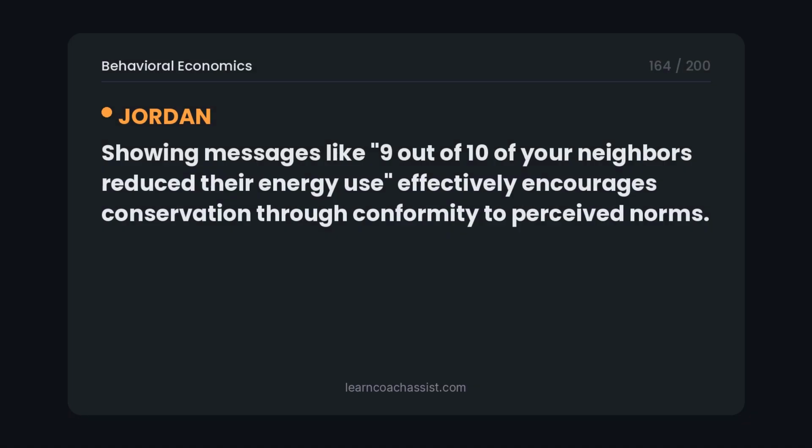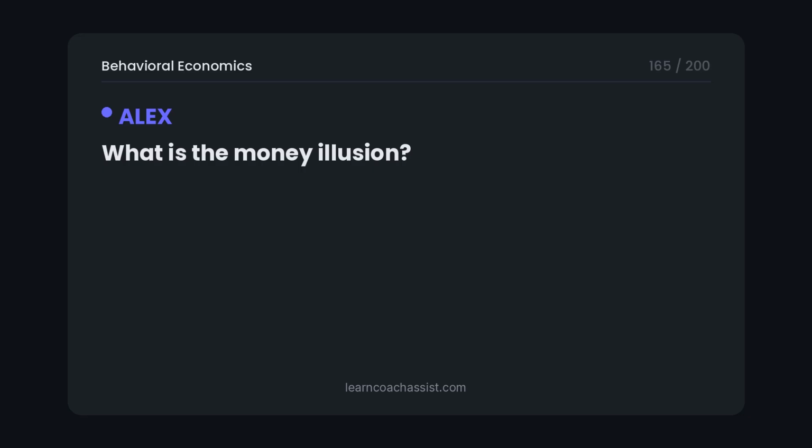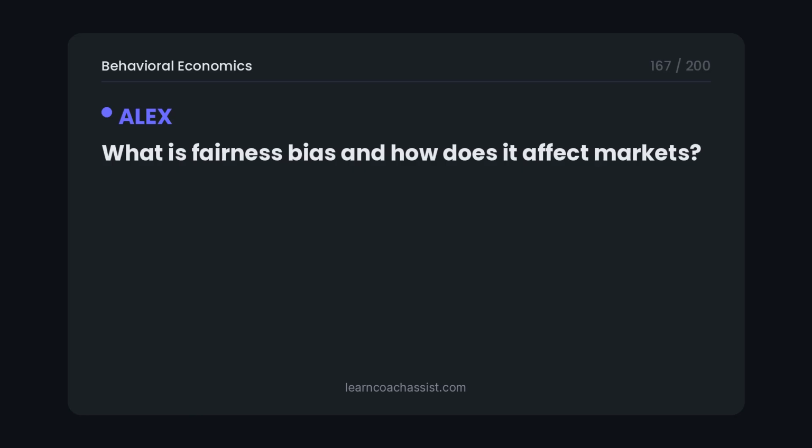Showing messages like "9 out of 10 of your neighbors reduced their energy use" effectively encourages conservation through conformity to perceived norms. What is the money illusion? The tendency to think of money in nominal terms, face value, rather than real terms, adjusted for inflation, affecting spending and wage negotiations. What is fairness bias and how does it affect markets?